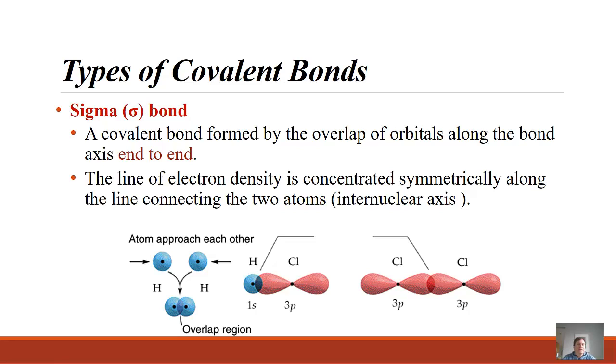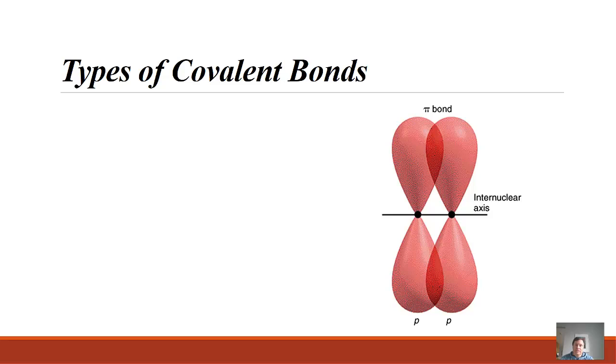Okay, we say that this bond is formed around the line of electron density, where it's most dense, concentrated symmetrically along the line connecting the two atoms, this internuclear axis that we talked about. So sigma bonds are always what's formed when we have just a single bond. Once again, they're made from overlapping, so it's a hybridized orbital as well.